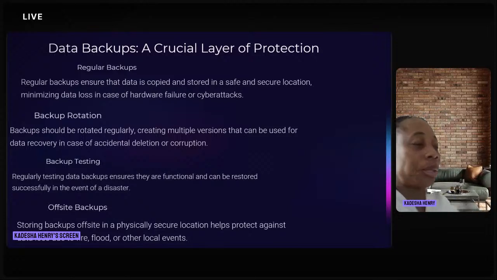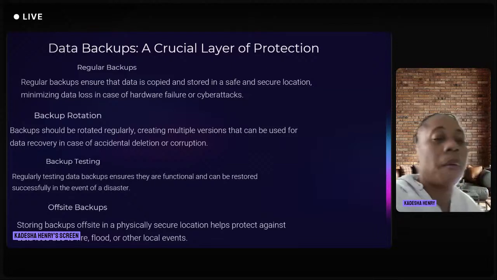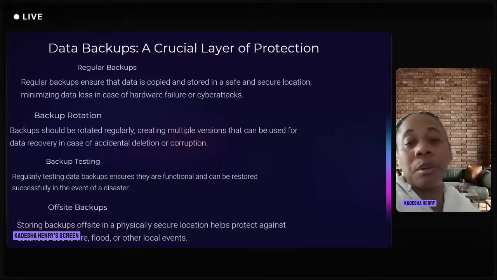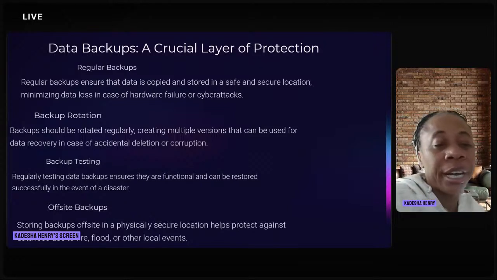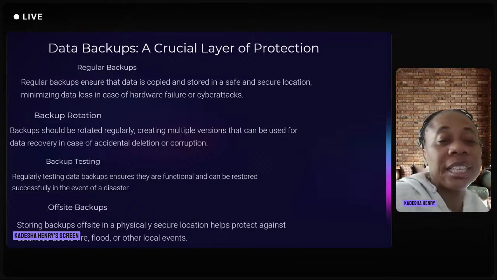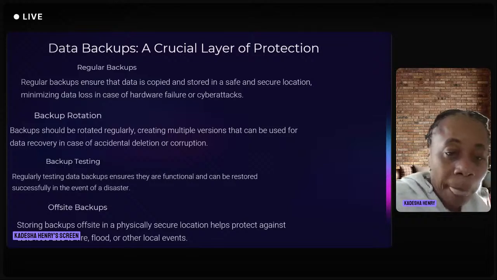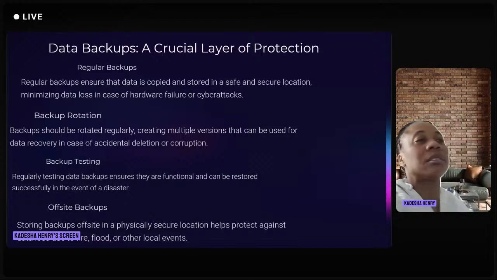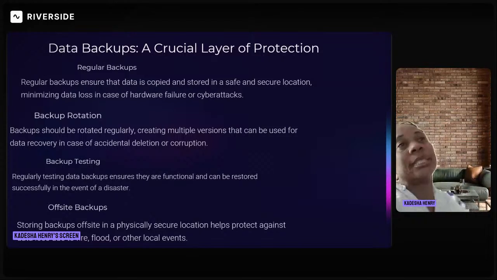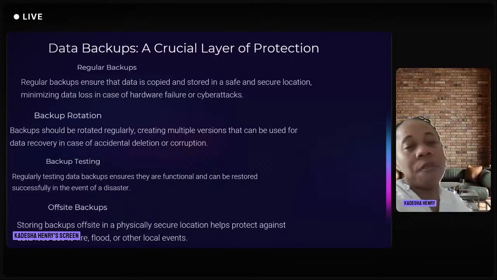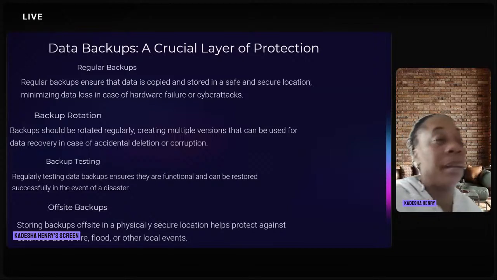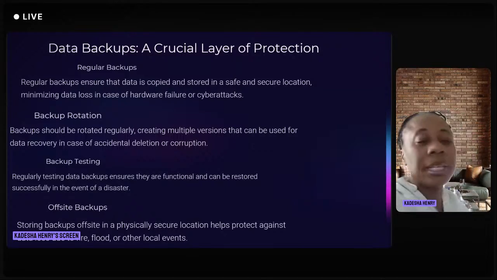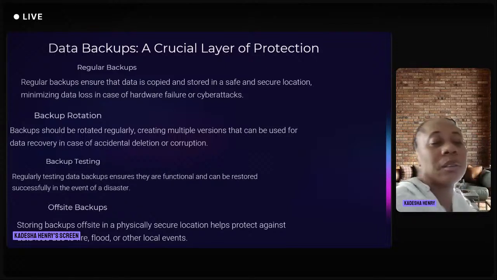And then we have backup rotation. Backups should be rotated regularly, creating multiple versions that could be used for data recovery in case of accidental deletion or corruption. Because sometimes it's not only a bad actor that causes a disruption in the system. It could simply be an employee from within accidentally deleting something. And if they accidentally delete something, how do you get it back? That's why backup is very important, that you back up the system at all times.